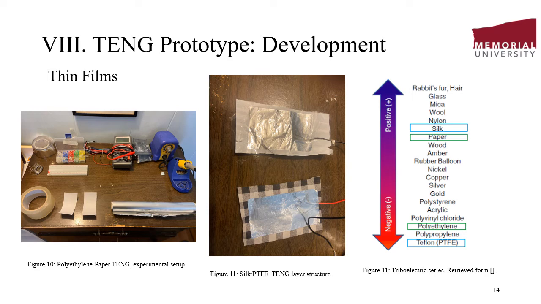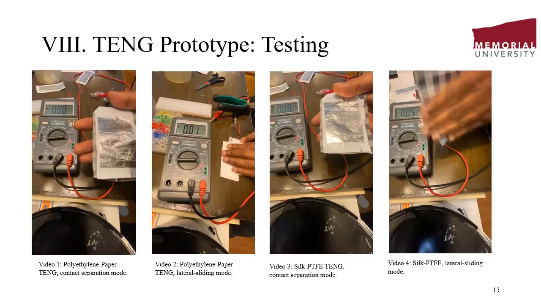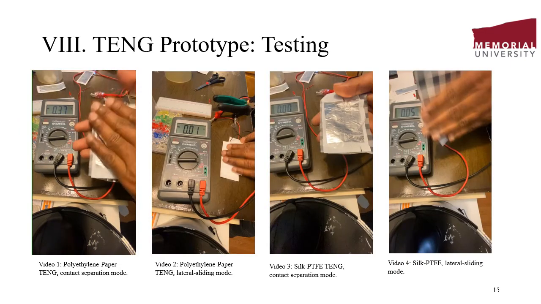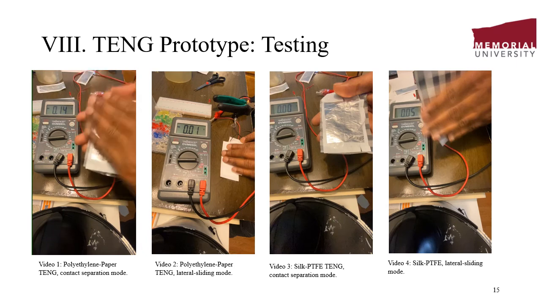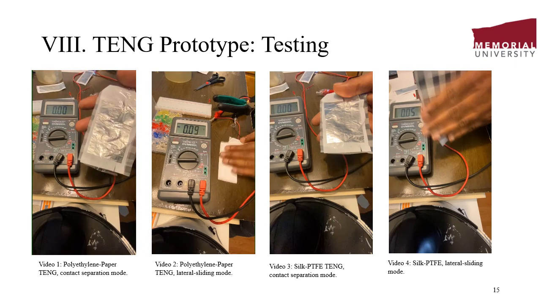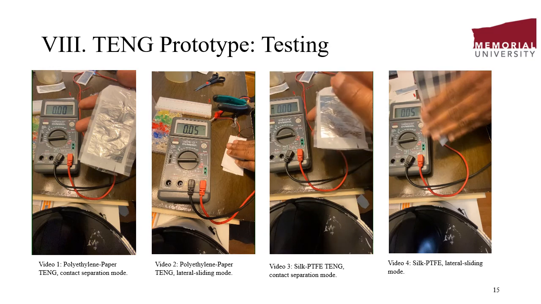So we used aluminium foil and aluminium conductive tapes as the conductive layers. Actually, we wanted to try out the glue effect also. So those are the four modes, two modes with two prototypes we developed. The first one is polythene and paper in contact separation mode.